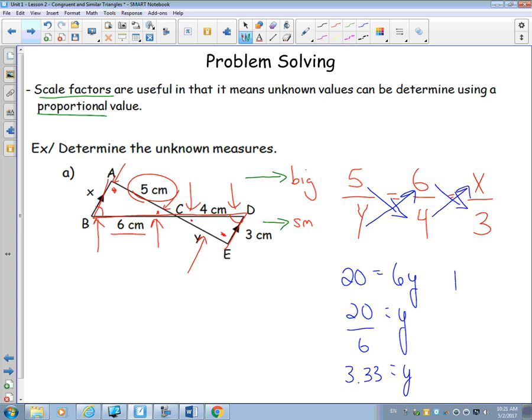If I do the same thing for the next set, I can figure out x. So 6 times 3 makes 18. 4 times x is 4x. 18 divided by 4 is x. So x is 4.5. And I've quickly solved things using my idea of a scale factor. I didn't actually calculate the scale factor, but I knew there was one that allowed me to solve this problem. Let's try the next one.